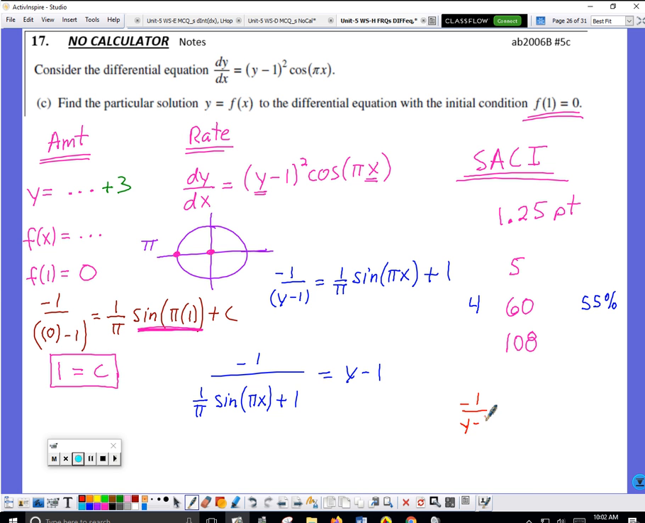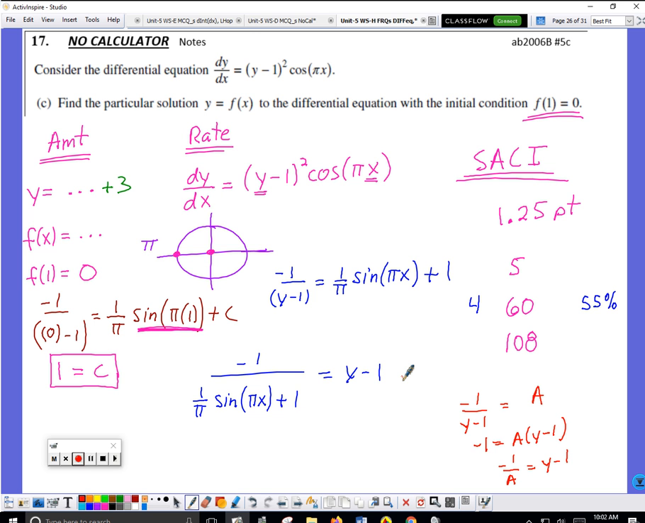So you have this, Mario. And all this stuff over here, I don't care what it is. So I'm just going to call it A. So what I do is I multiply both sides by y minus 1, and then I divide both sides by A. That's how I got to here.